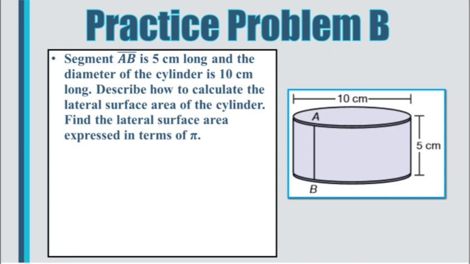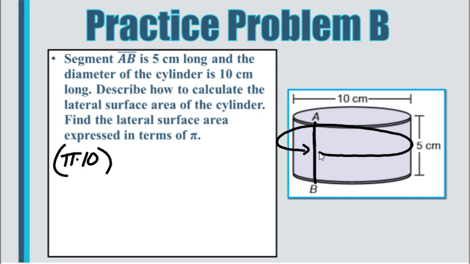So again, it's going in a circular motion right here. Point A to B is 5 centimeters long, so it's just sweeping all the way around. So if we find the circumference of a circle, which would be 10 pi, 10 times pi, times the height, which would be 5, we would get 50 pi square centimeters.